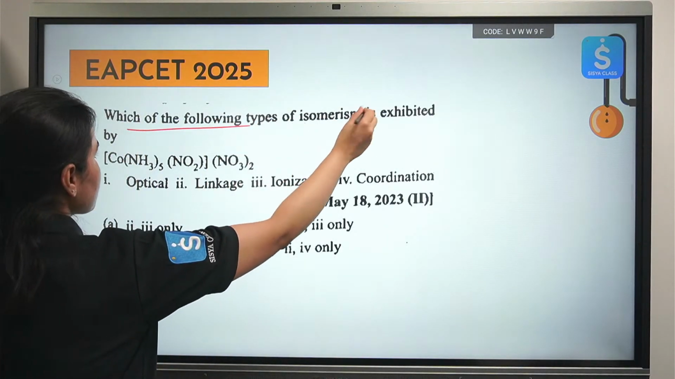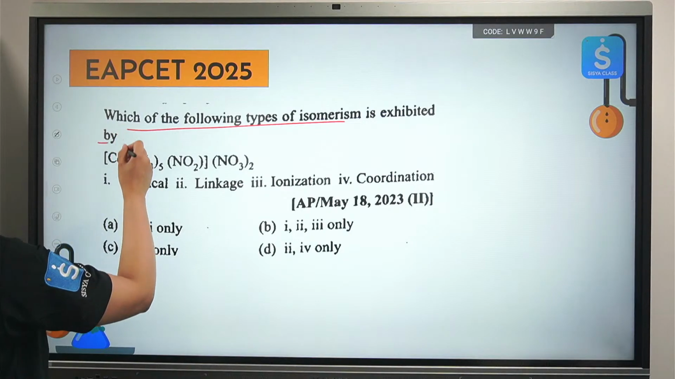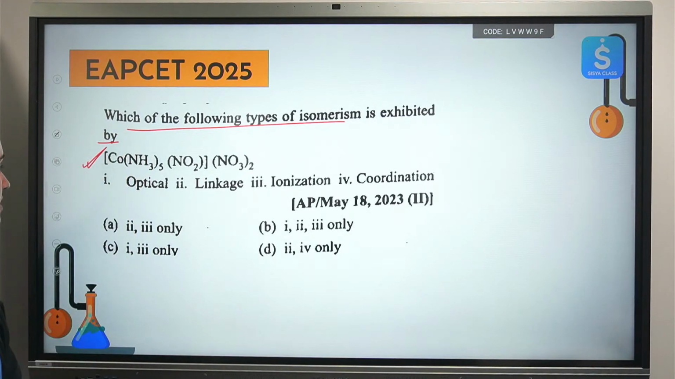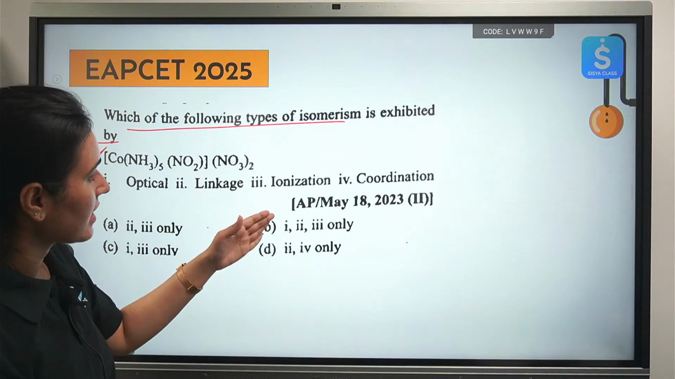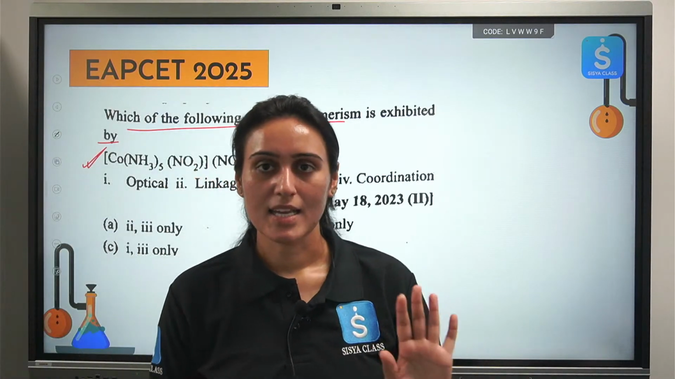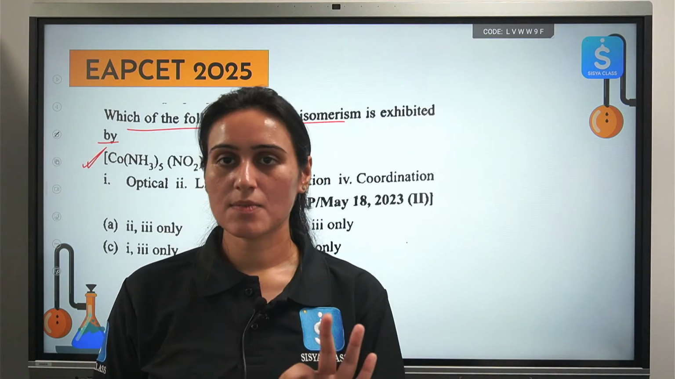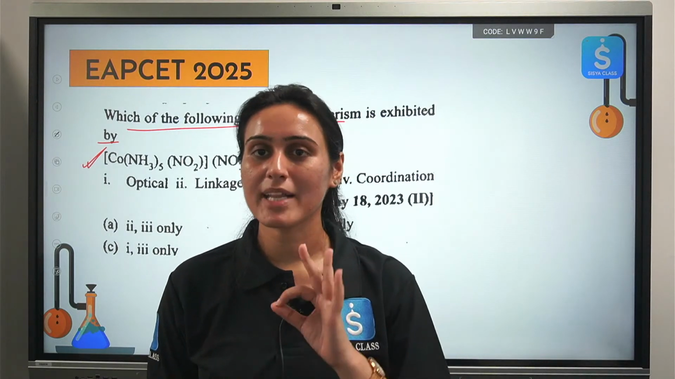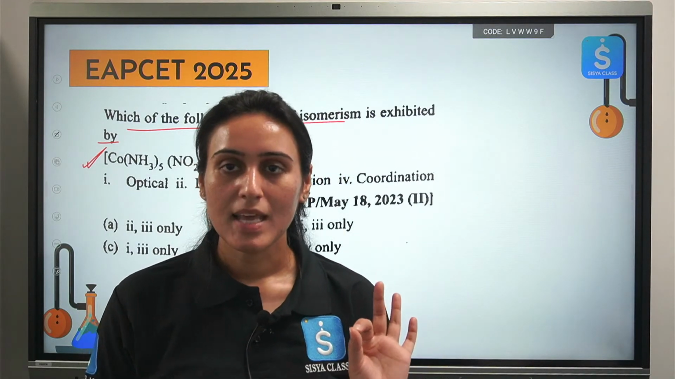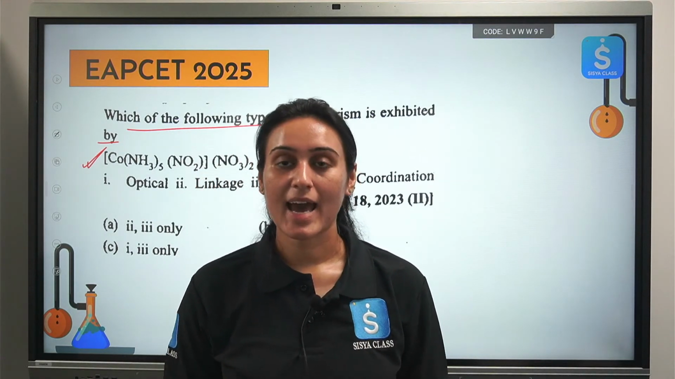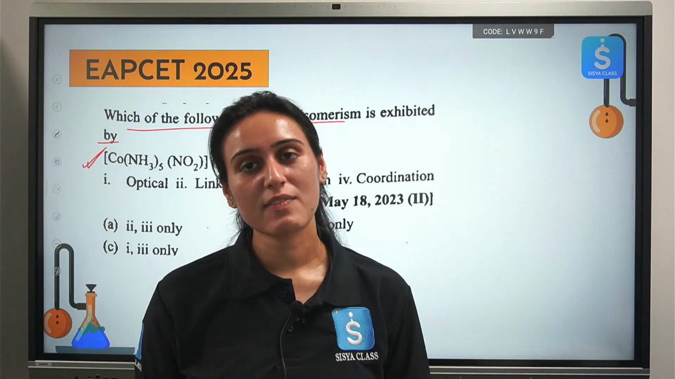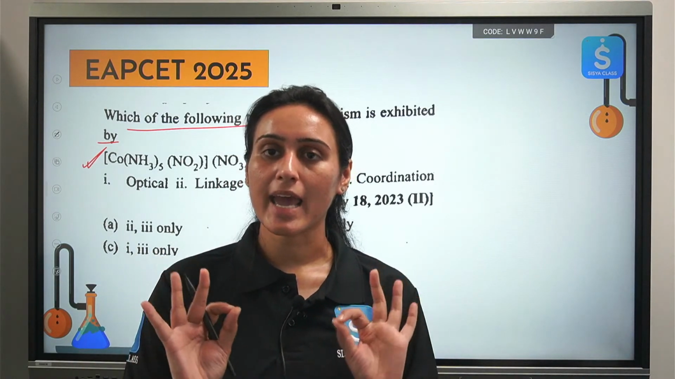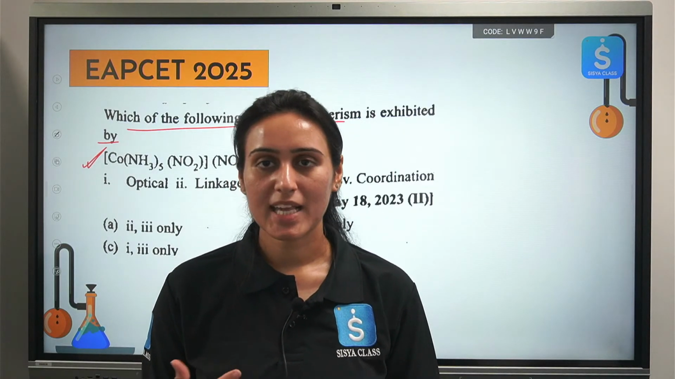Which of the following types of isomerism is exhibited by this particular complex? Okay, so the options are optical isomerism, linkage isomerism, ionization and coordination. In order to see optical isomerism, you should know about plane of symmetry and center of symmetry. If both plane of symmetry and center of symmetry are absent in your compound, then only we can call it an optically active compound.